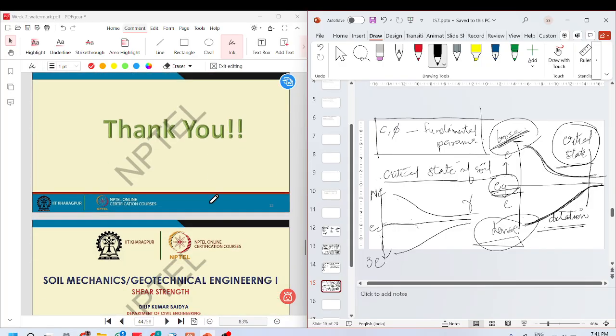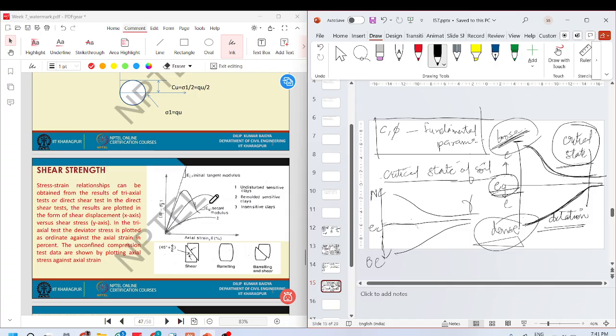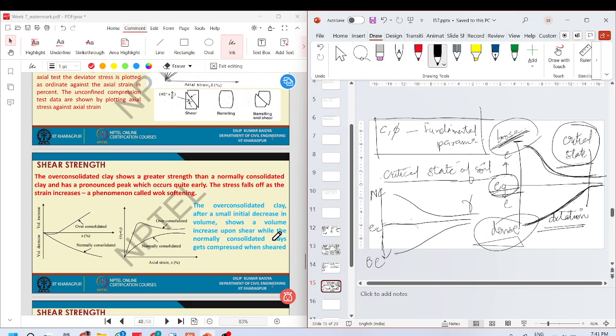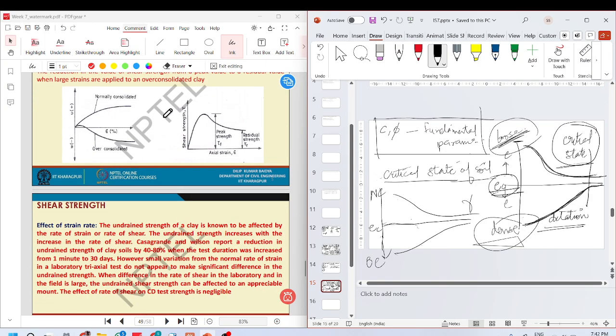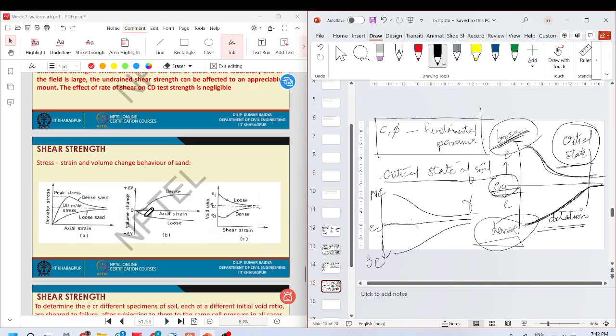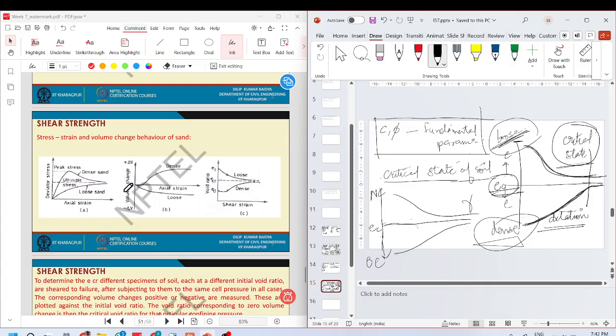And next we have, so volume decrease, normally consolidated, you will see a slight decrease and then increase in over consolidated. And you will see a peak kind of behavior for over consolidated, but not this kind of behavior for normally consolidated. And you see kind of same thing for sands, but dense sand is analogous to over consolidated clay and loose sand to NC clay.